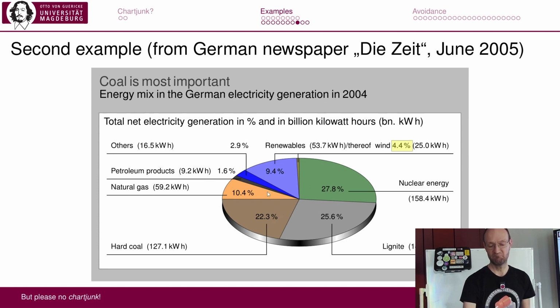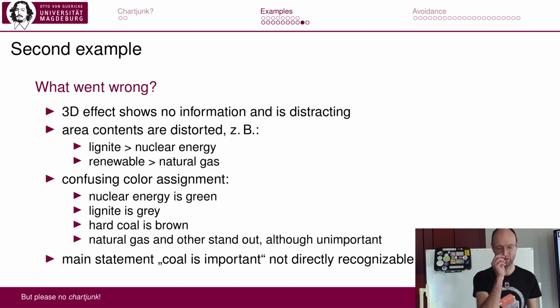So there are also many things in this diagram. I've tried to summarize this here. I think we went through most of this. The 3D effect itself shows no information, it is only distracting. Then the areas are somehow distorted, and the color assignment is kind of confusing, at least. And this main statement that coal is important is somehow hidden there, but it's not directly visible from the diagram.